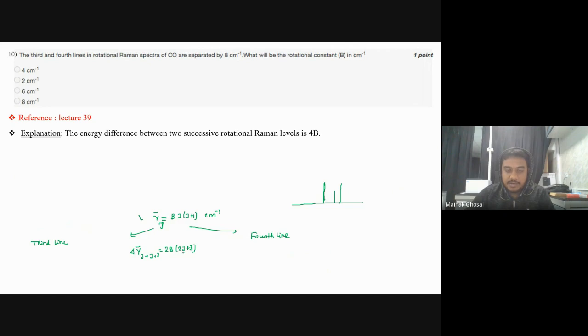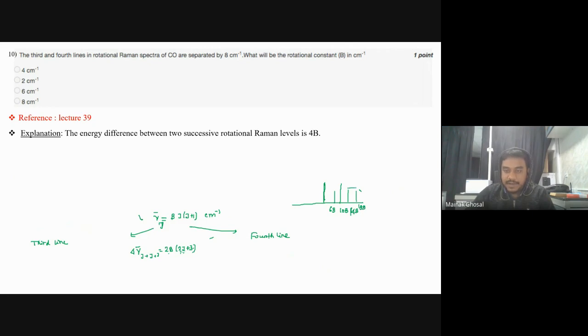If J is equal to 0, this will be 3, 3 into 2, this is 6B. J is equal to 1, this will be 5, 5 into 2, 10B. If J is equal to 2, 2 twos are 4, 3, 7, 7 into 2, 14B. Next, you will get 18B.